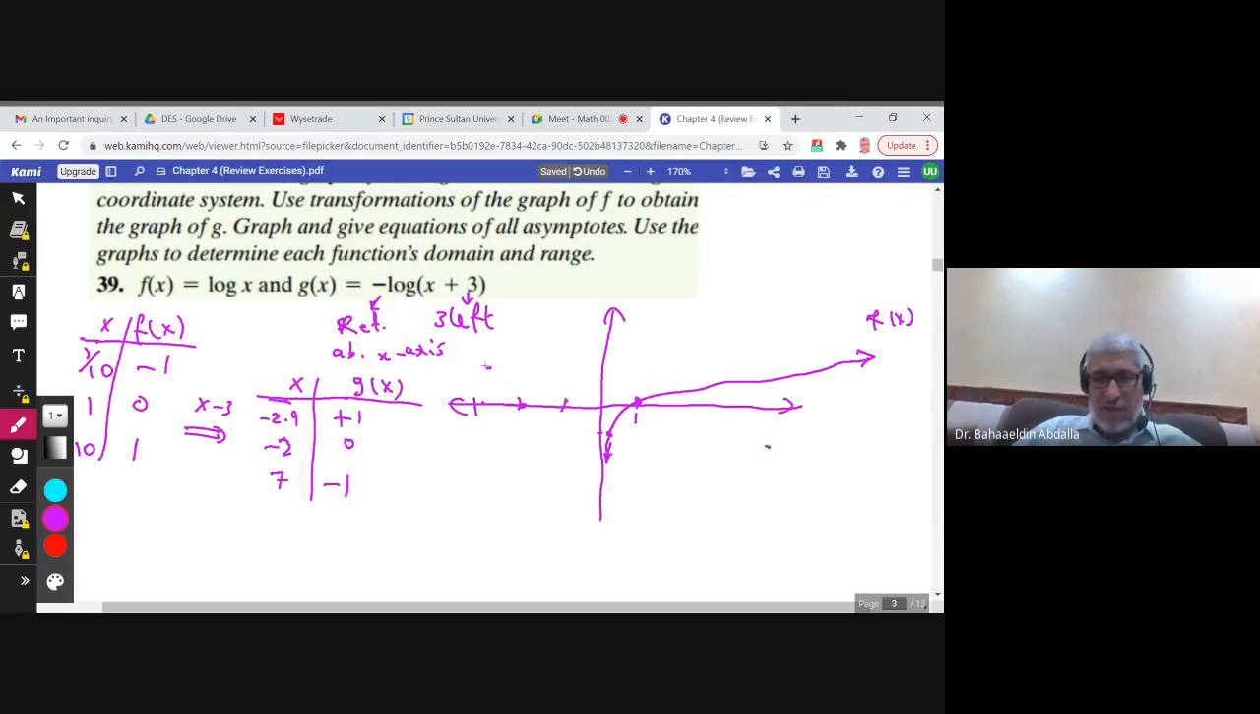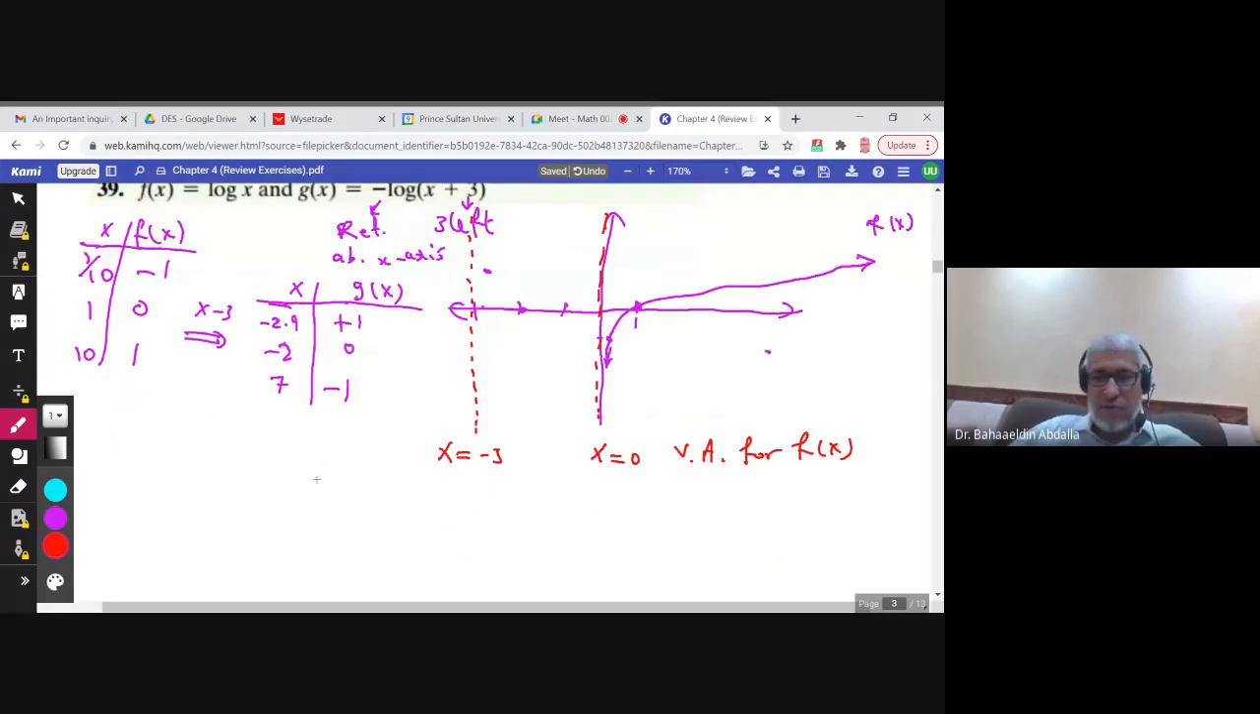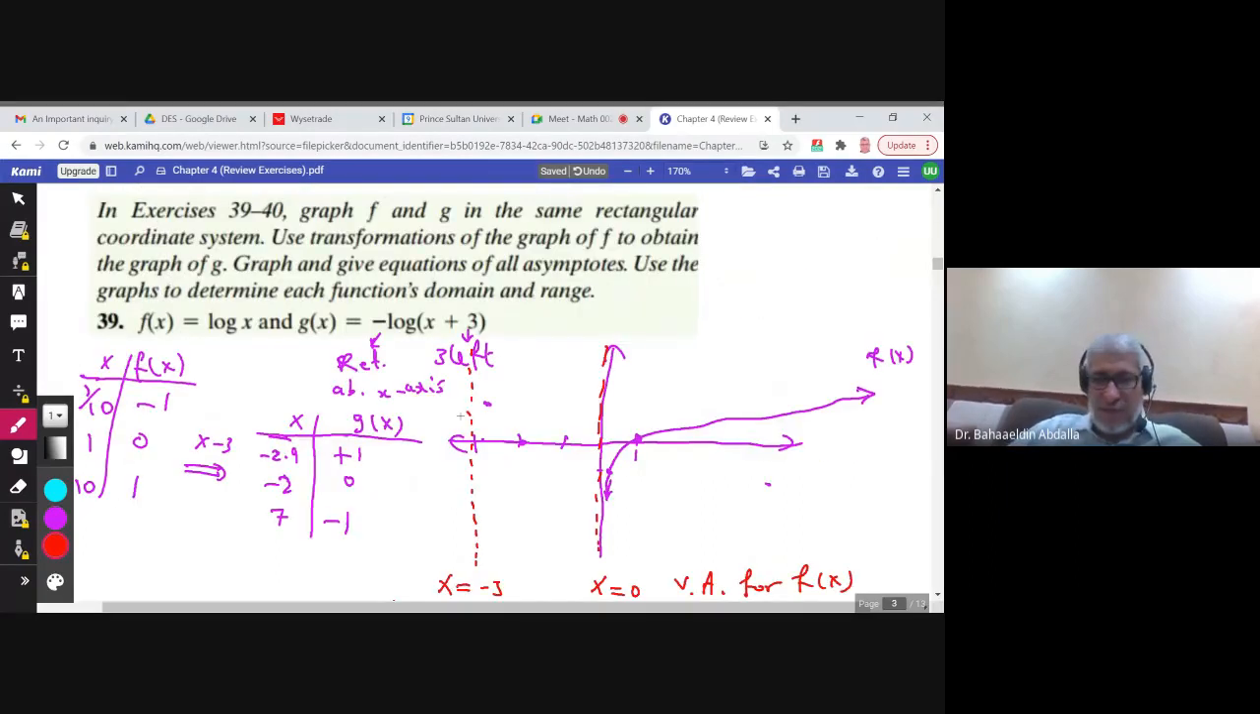Can you imagine the graph? Okay, let us see what happened. Where is the asymptote? Well, the vertical asymptote for the function f of x is x equals 0. Okay, when you shifted the graph 3 units to the left, where is the new vertical asymptote? This is the line x equals negative 3. This is the vertical asymptote of g of x.